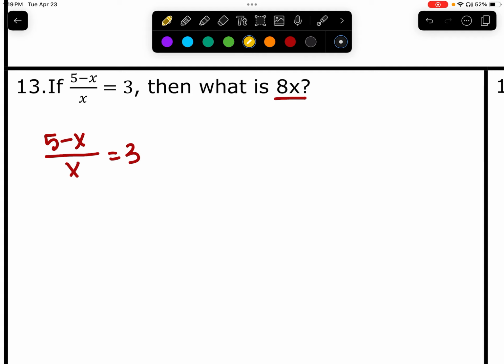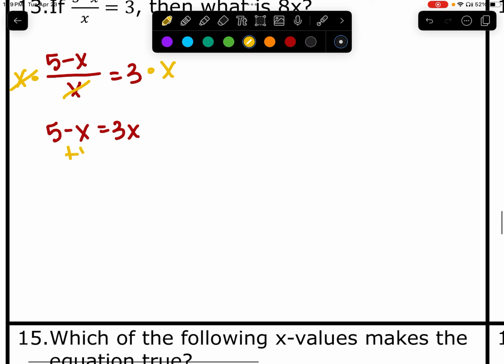We're going to start by multiplying both sides by the denominator. When you're dealing with fractions, always do that first. Well, almost always. And we're going to go ahead and add X to both sides. And then we're going to divide both sides by 4 to get X by itself.